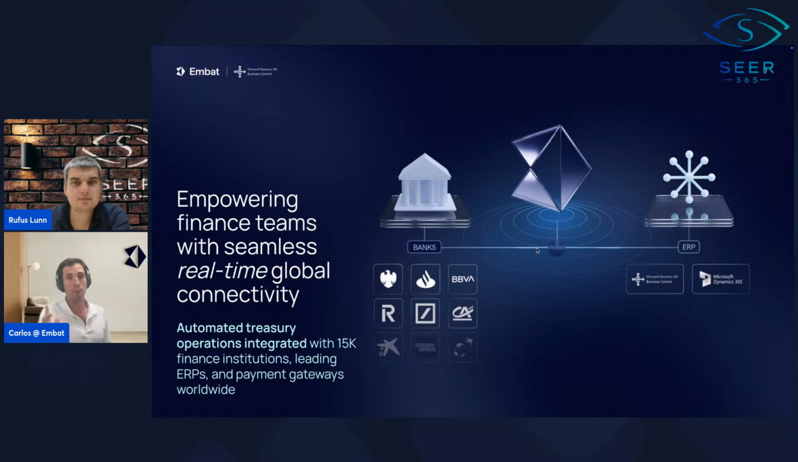I've talked a lot about banks, but there's a big part of the platform as well, and we see a lot of appetite from our customers on the PSP connectivity as well.